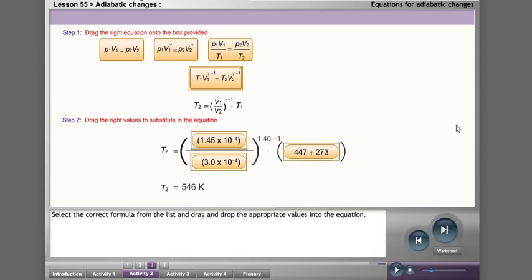Select the correct formula from the list and drag and drop the appropriate values into the equation.